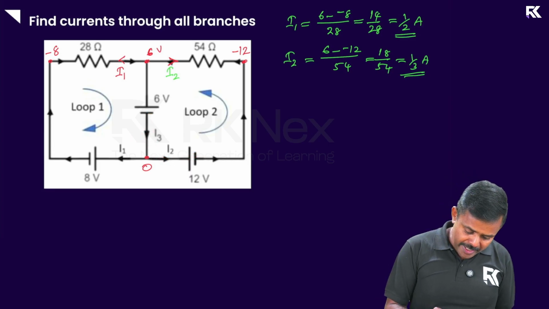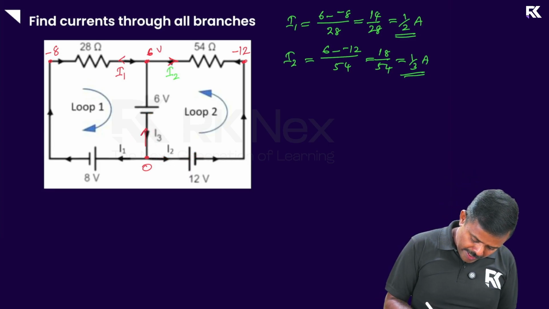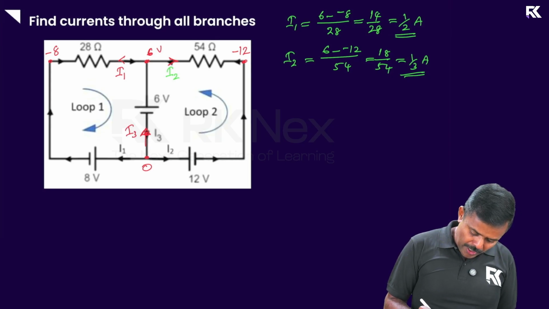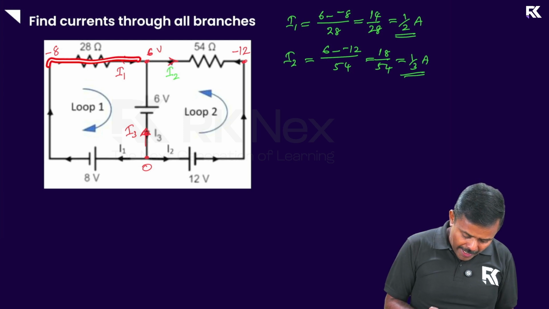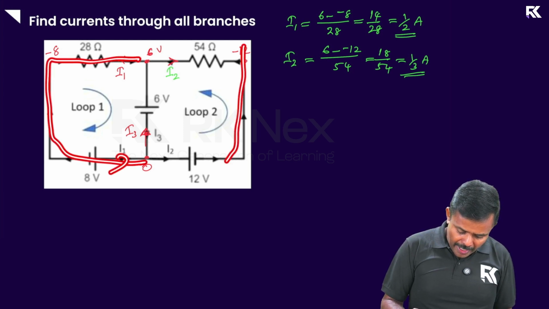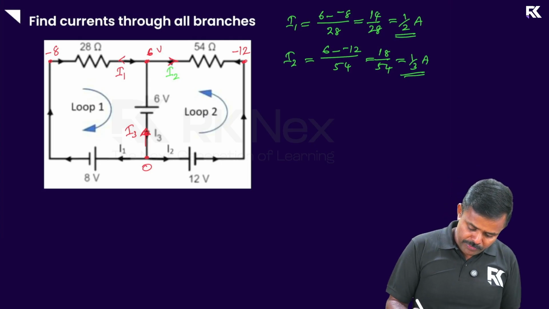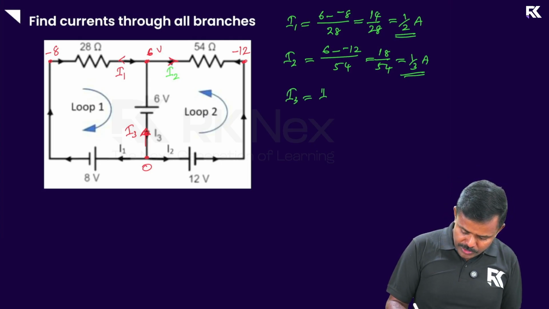So how do I find my current I3? This is I3. I3 is in fact going up. I3 is nothing but I1 and I2 combined together, right? So that is how I'm going to find I3 now. I3 is equal to I1 plus I2.